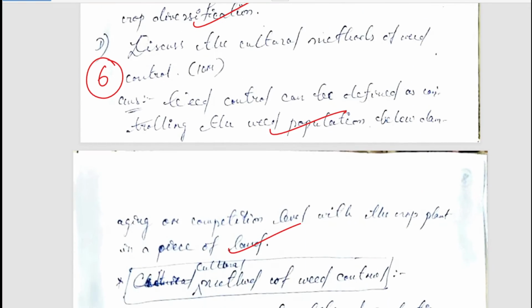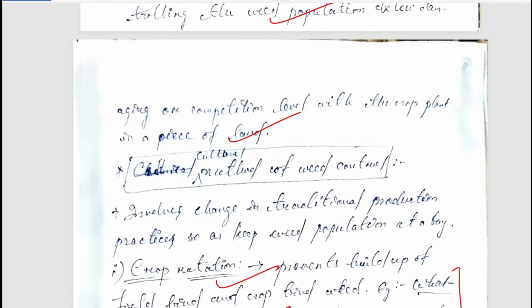Now the next question is, discuss the cultural methods of weed control. So obviously there are various methods of weed control. It could be biological, it could be chemical, it could be cultural. So here we are discussing the cultural method.